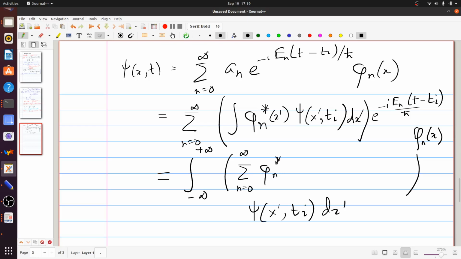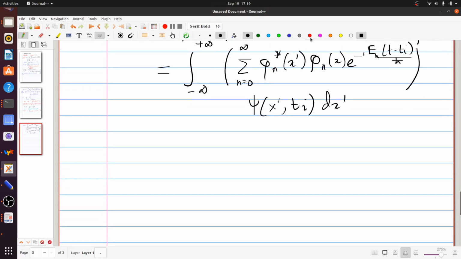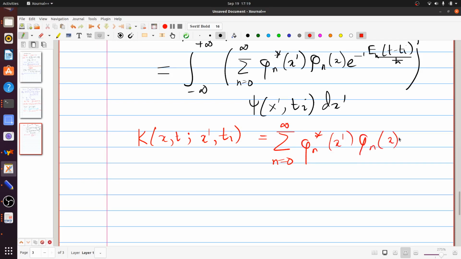All the independent pieces are left inside the sum. Phi n x, e to the minus i E n (t minus t i) by h cross. So we have an explicit formula for the propagator at our hands here. This thing in the bracket is nothing but the propagator. So the propagator works out to be K(x t; x prime t i) is nothing but the sum over all possible energy eigenvalues, phi n star x prime, phi n x, times e to the minus i E n (t minus t i) by h cross.